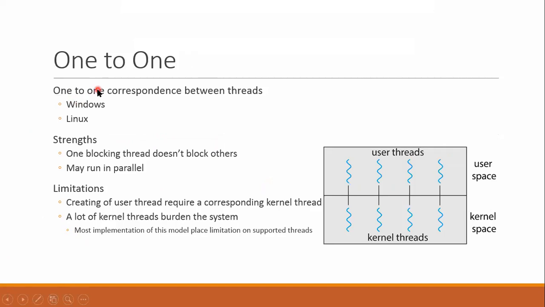Another model is one-to-one model. In one-to-one model, there is one-to-one correspondence between the threads. For every user thread, there is a corresponding kernel thread.